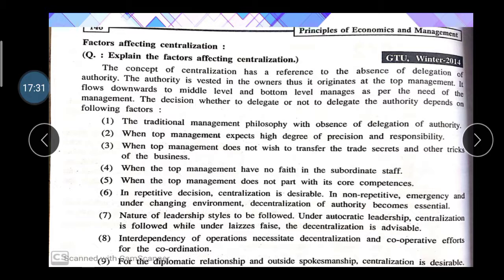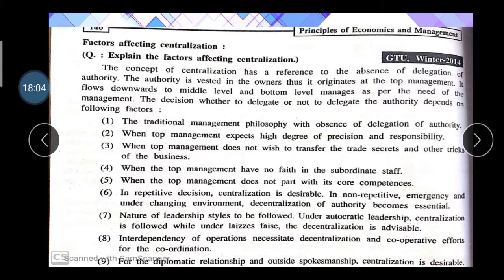Third, when the top management does not wish to transfer the trade secret to another firm, at that time they have to do centralization. Fourth, when the top management has no faith in the subordinate staff, that subordinates can do the right work, at that time they centralize their authority. Then when the top management does not part with the core competence, meaning they cannot do new innovation, they do not part with the core competence.